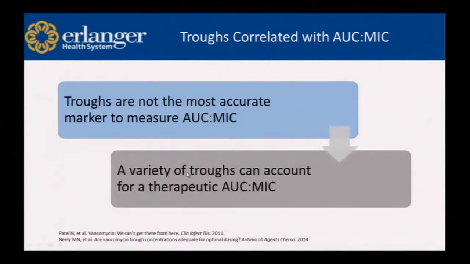So to summarize what I just discussed, troughs are not necessarily the most accurate marker to measure AUC to MIC, and a variety of troughs can account for a therapeutic AUC to MIC. So a lot of what we're doing now with trough-based monitoring and targeting troughs of 15 to 20, again, can be overdosing our patients or achieving an AUC MIC outside of that range of 400 to 600, which is what the new guidelines recommend.